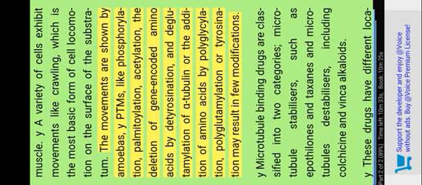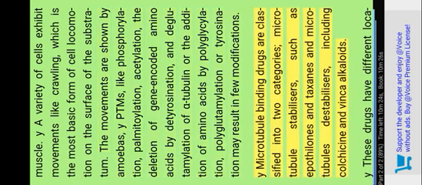The movements are shown by amoebas. PTMs, like phosphorylation, palmitoylation, acetylation, the deletion of gene-encoded amino acids by detyrosination and deglutamylation of alpha-tubulin, or the addition of amino acids by polyglycylation, polyglutamylation or tyrosination, may result in a few modifications.